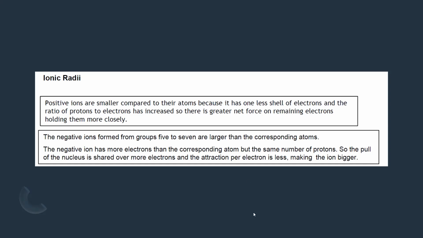Whereas for negative ions, when we compare the size, as they gain electrons, the formation of a negative ion is by gaining electrons. So they have more electrons than the corresponding number of protons. So the pull of the nucleus over each electron decreases. That's why the size will be larger.